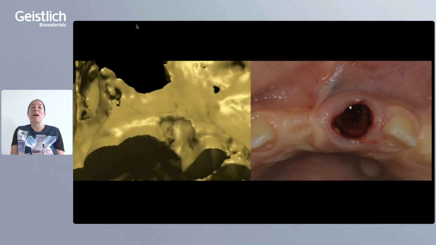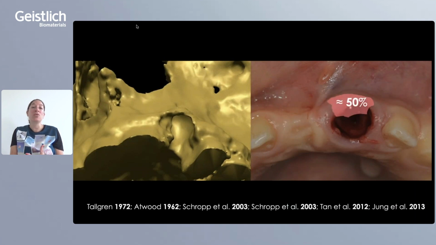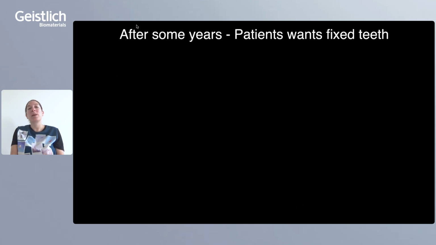I think it's quite impressive when you look especially at the buccal part of the alveolus, and you see that we have to expect a lot of shrinkage after tooth extraction. This can amount to up to 50%, especially in the first few weeks and months after tooth extraction. And this can lead to more difficult situations when wanting to restore the patients.